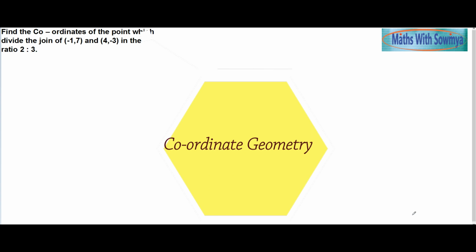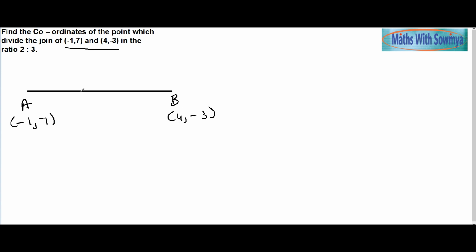This is the question for the section formula. Find the coordinates of the point which divides the join of these two points in the given ratio. Suppose I take a line segment like this and call the ends A and B, where A is (-1, 7) and B is (4, -3). Let P be any point which is dividing this in the ratio 2:3, that is m1:m2 we have taken. So we can just introduce our data.